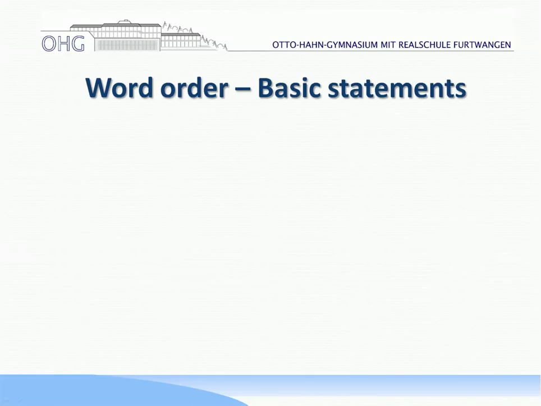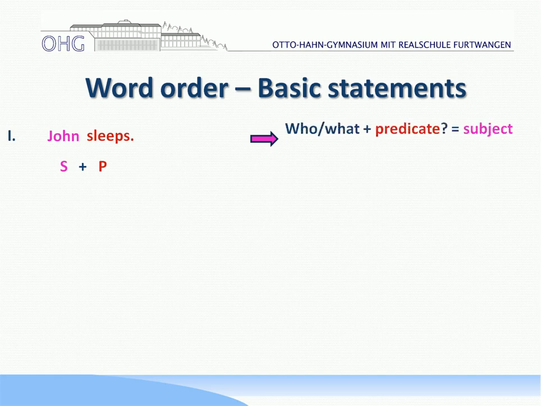So let's take a basic sentence and look at the word order of it. Our sentence here is John sleeps. We have John as the subject and sleeps as the predicate. Now, if you don't know what that means, let me explain. Who or what plus predicate gives you the subject. In this case, who or what sleeps, it's a who, so it's John.